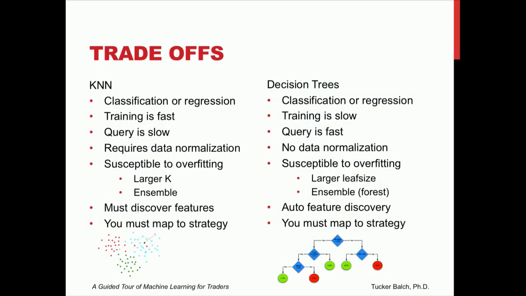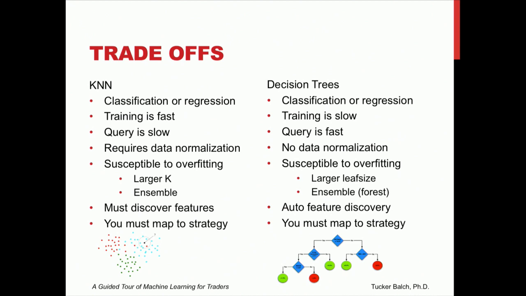I'm going to skip reinforcement learning because I'm running out of time, but let me talk briefly about the trade-offs between these two types of supervised learning. If you're selecting a type of learning algorithm, these are at least a subset of the things you ought to consider. Ask yourself, am I doing a classification problem or a regression problem? Make sure the algorithm you're selecting can do that. Consider the environment. If you're going to be doing high-frequency trading, KNN is probably not the best solution because it's very slow at query time. On the other hand, decision trees can be very, very fast.